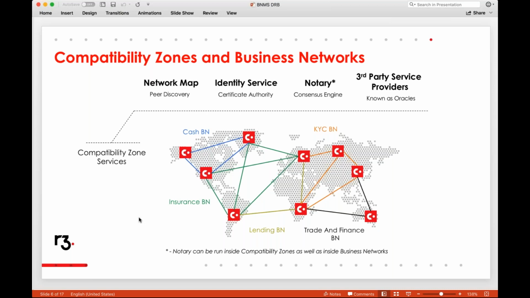Isn't this putting a tremendous load on the notary, though? Because in the current state of things, and we're using DP2 or 3, we only have one notary defined for the entire compatibility zone.